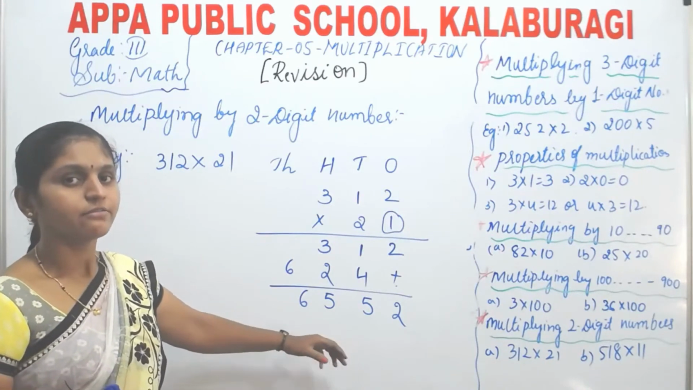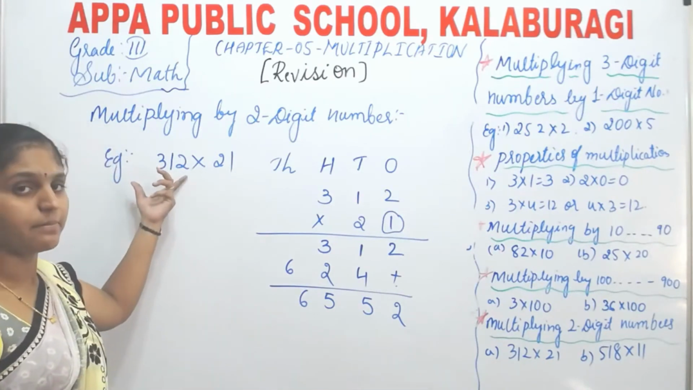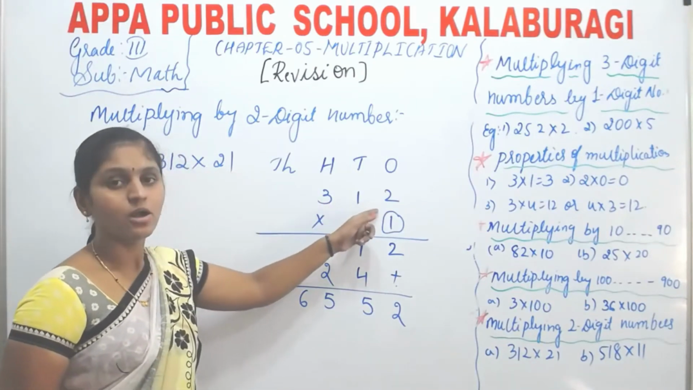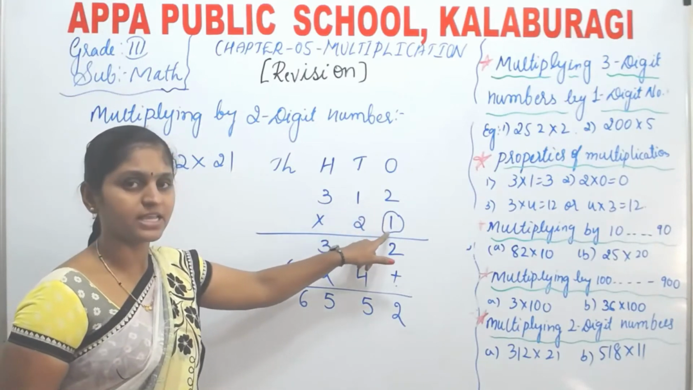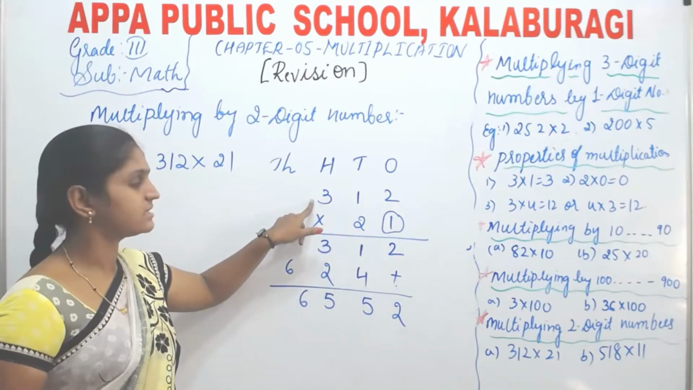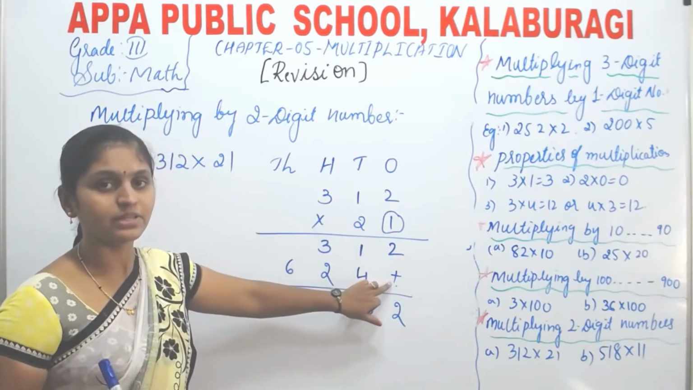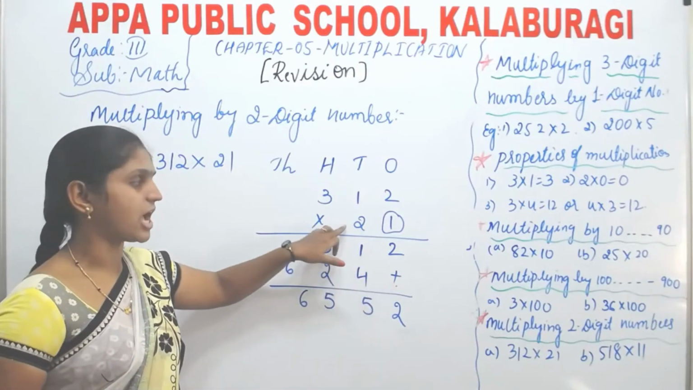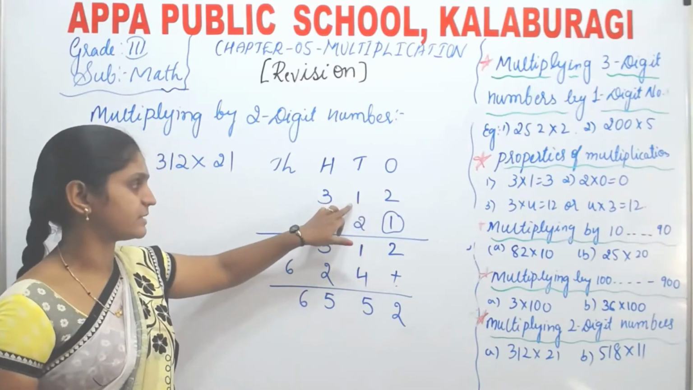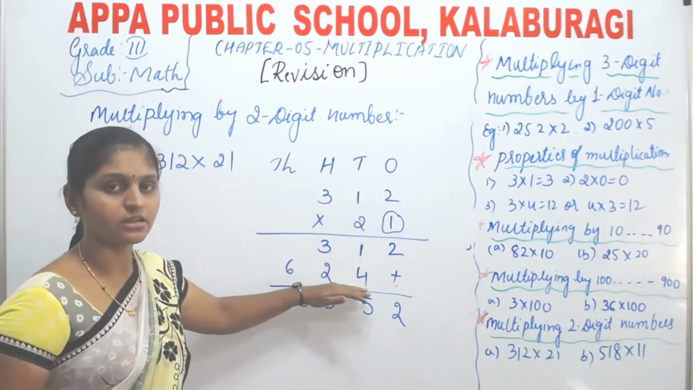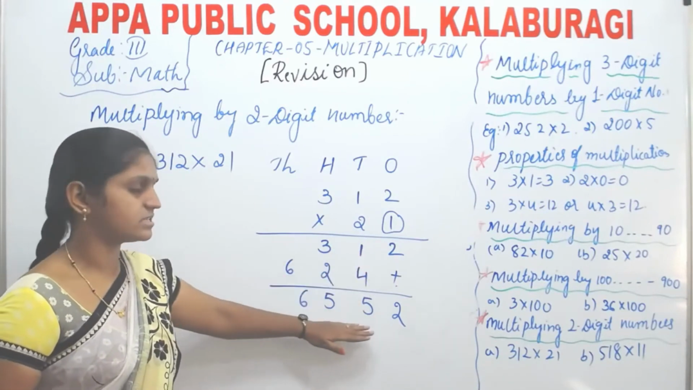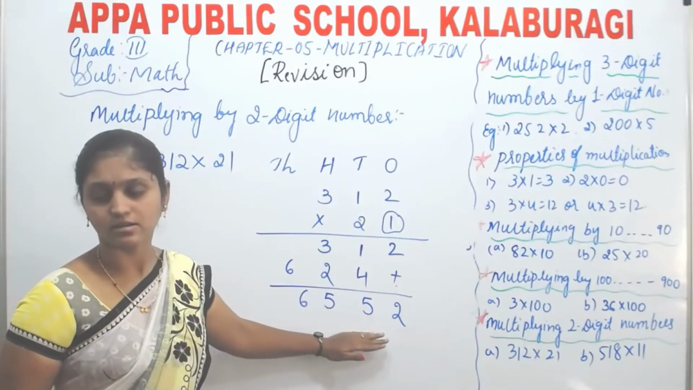What have we done here? We have multiplied a 3-digit number by a 2-digit number. First we multiplied the ones place with the ones place, tens place and hundreds place. Then we kept the addition symbol. Next we multiplied the tens place with the ones place, tens place and hundreds place. We wrote it down here. Then we added these two numbers. This is our required result.